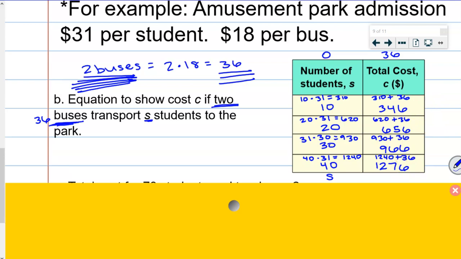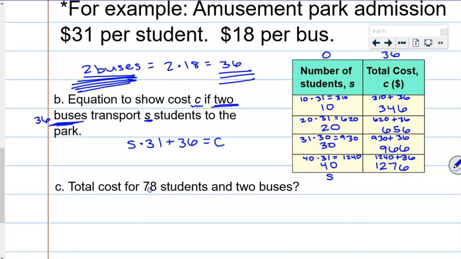I think you need S times 34. Yeah, because we still have our students times the admission cost. Good. And then you would plus 36. Then we'd have to add 36 because we still have to park our 2 buses. And what does that give me? Every time it gave me the total cost, right? Yeah. Only what am I using to represent the total cost instead? C. We wrote our equation. This is abstract. Okay?